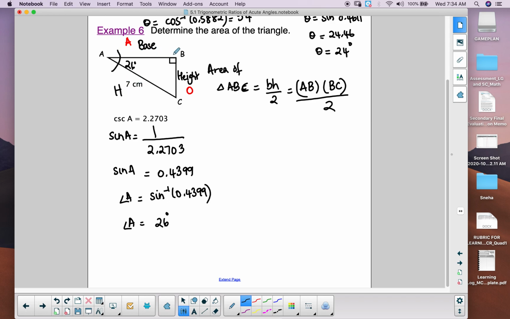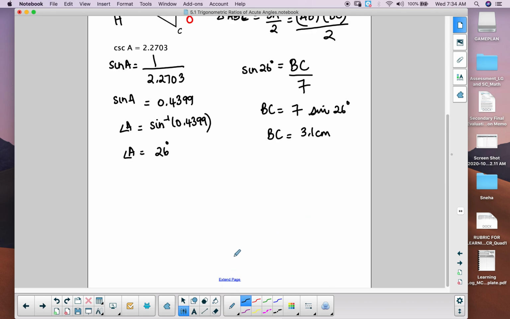Now that I have this angle and I have the side length, I can find the length of the base AB and the length of the height, which is BC. So I'm going to use now the sine ratio. Sine of 26 is equal to opposite side over hypotenuse, which is BC over 7. So my BC length is going to be 7 times sine 26. BC works out to, I'm going to take it to 1 decimal place because usually sides are taken to 1 decimal place, so it's 3.1 centimeters.